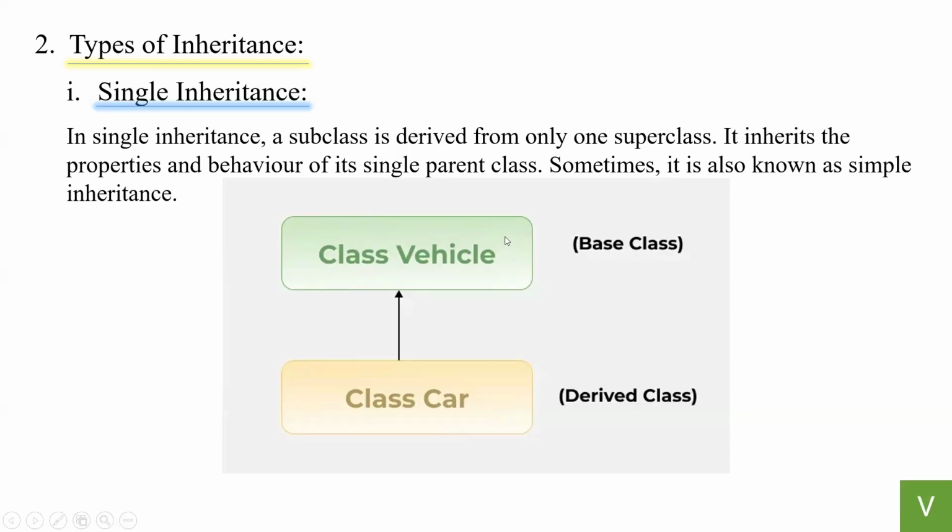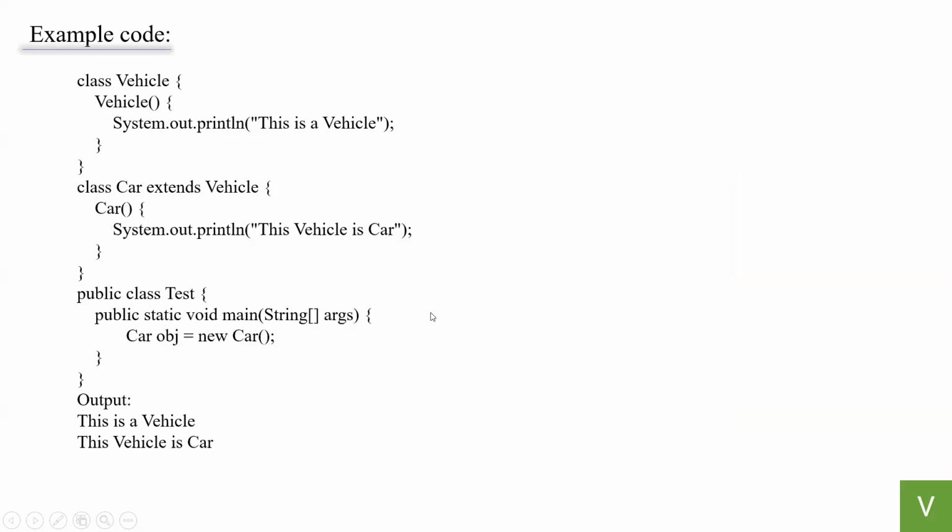The image describes the process of single inheritance, that is the process of deriving only one child class from its single parent class. So in single inheritance, only two classes are present. One is the child class, another one is the parent class. Now let us see the code for understanding single inheritance.